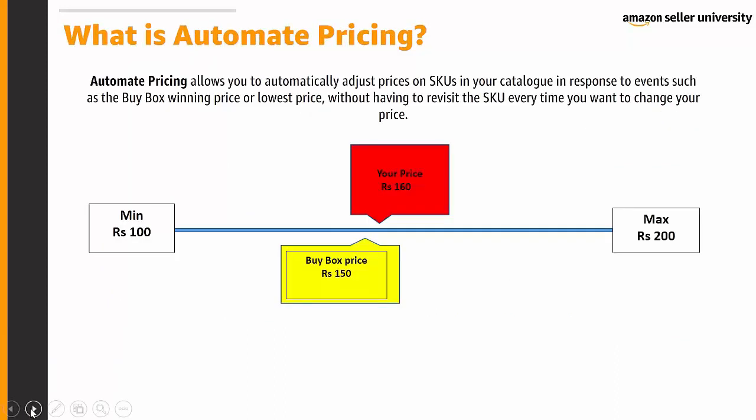What is Automate Pricing? Automate Pricing allows you to automatically adjust prices on SKUs in your catalog in response to events such as the buy box winning price or lowest price without having to revisit the SKU every time that you want to change your price. Automate Pricing is a fast and convenient way to make price updates. You can maintain your price by setting up automatic rules. All you have to do is identify the maximum and minimum amount you are comfortable with, and Automate Pricing will adjust your prices within the prescribed range.